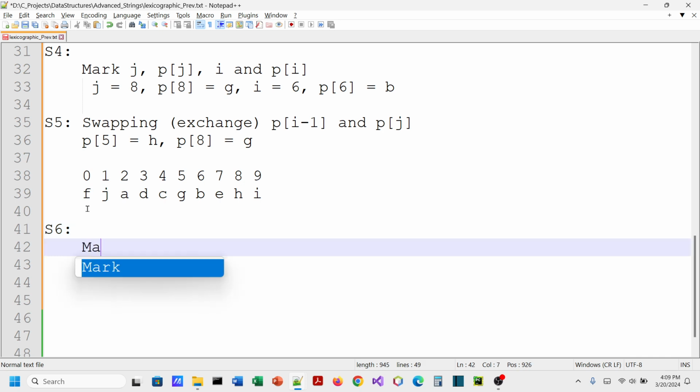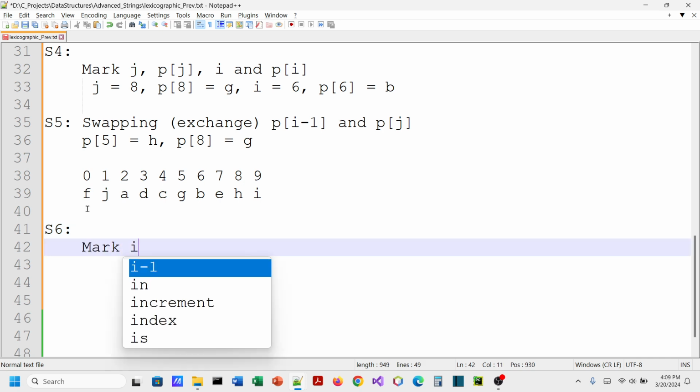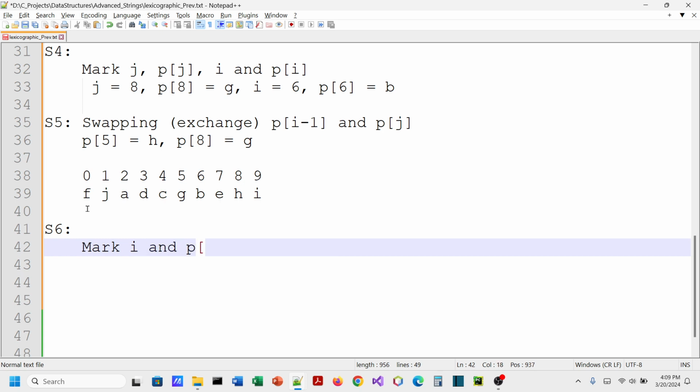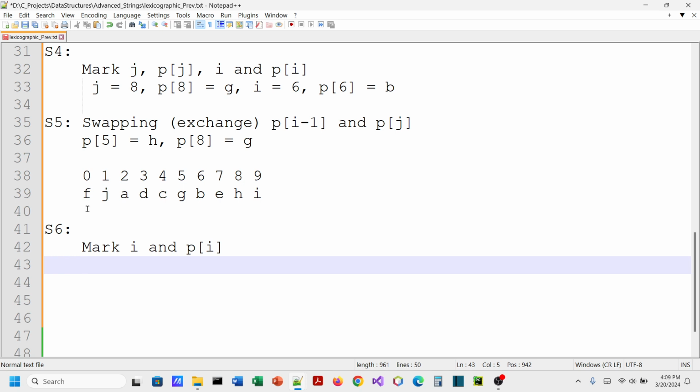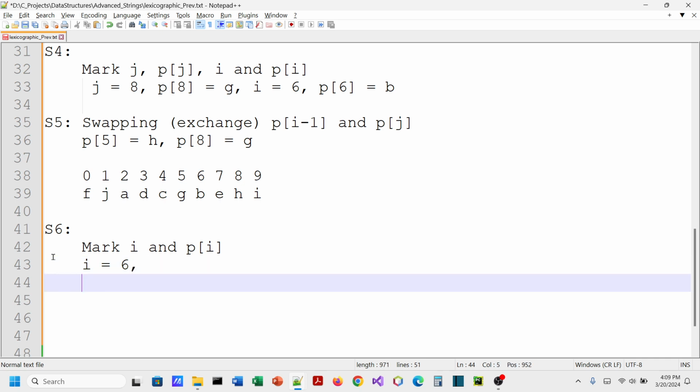We are once again going to do marking of i and p of i. Here we know that i is 6. This is more like just remembering what we are doing. So p of i, now i is 6, so what is p of 6 now? p of 6 essentially is b. Why? Because now we have done all this exchange. After the exchange we are marking this. Okay, so we marked it.